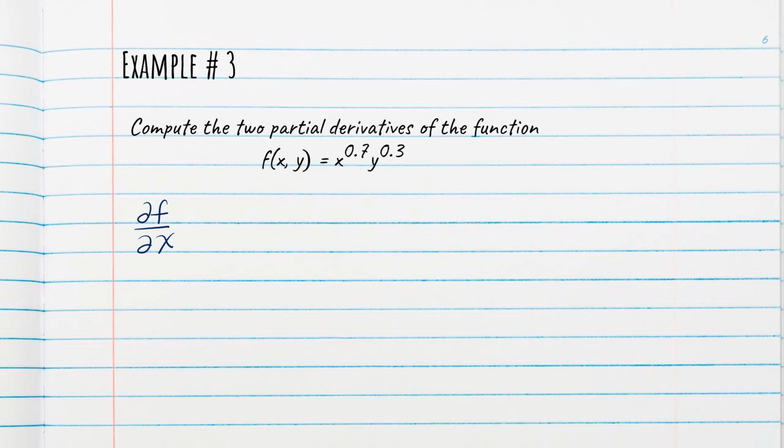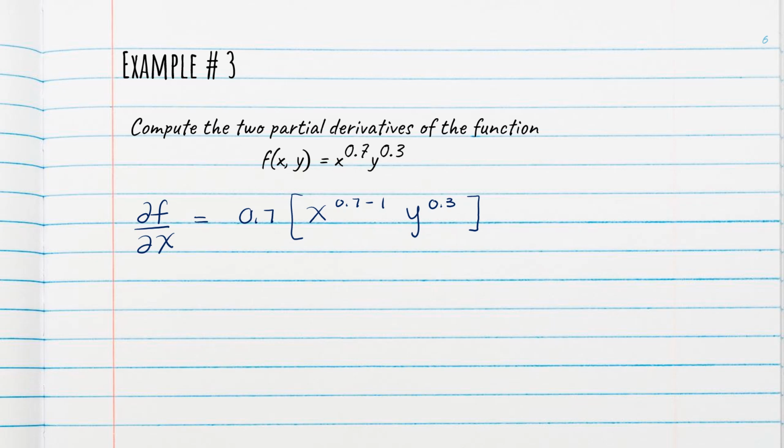So we're differentiating with respect to x. We're going to follow standard derivative rules. We're going to bring down the power, 0.7, and we're going to multiply that by x to the 0.7 minus 1. I'm reducing the power by 1. And then I need to make sure to multiply by y to the 0.3 because y to the 0.3 is just some constant that's attached to the x term.